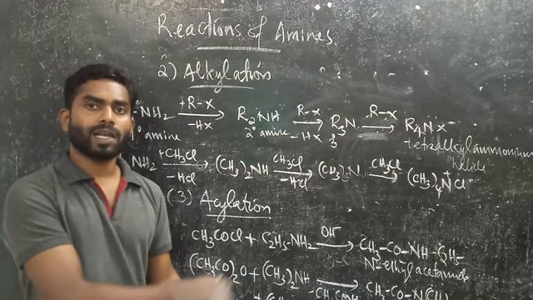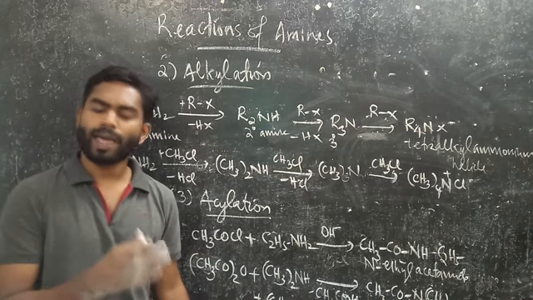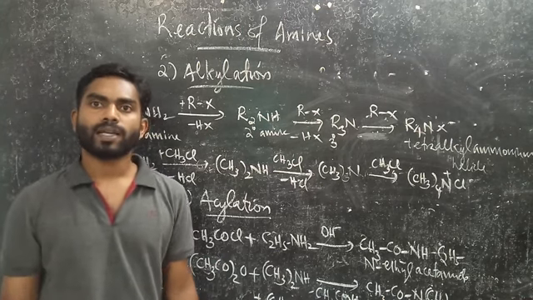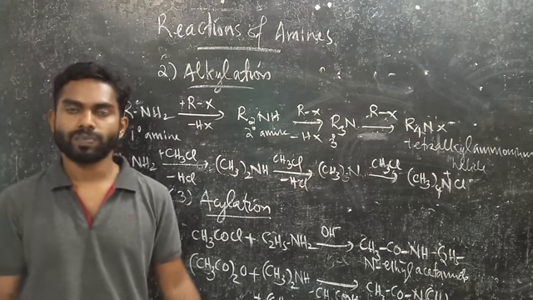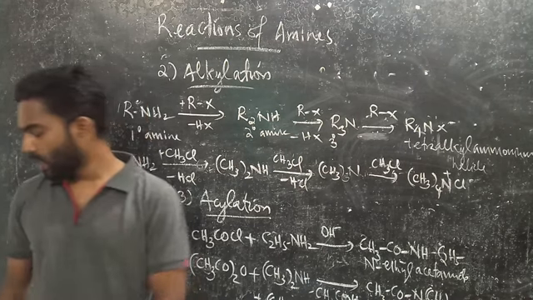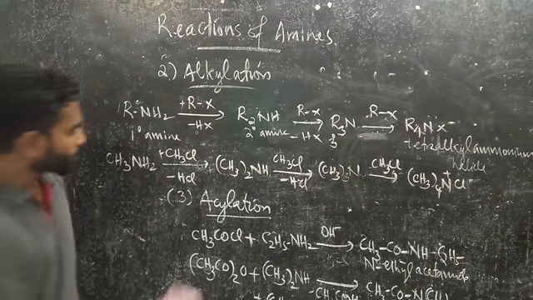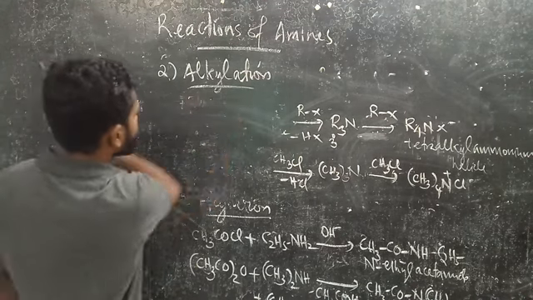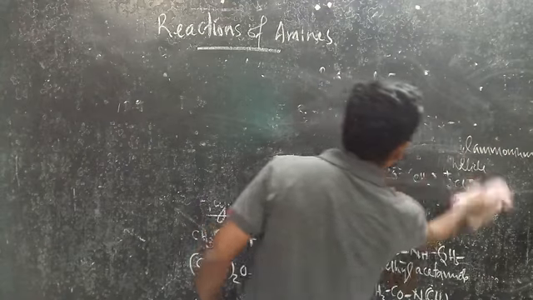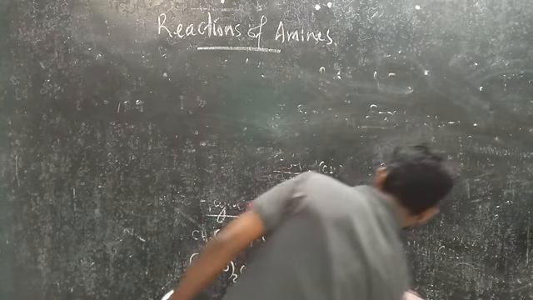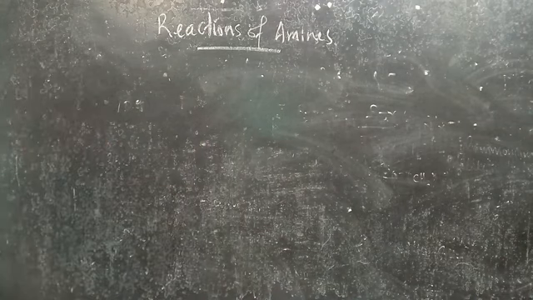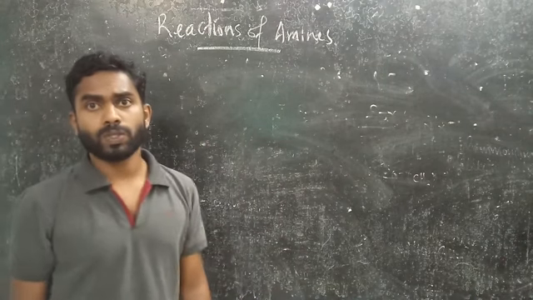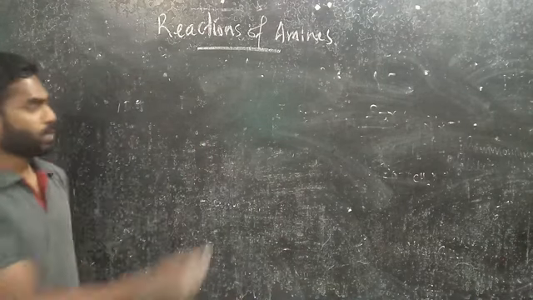Likewise, acetyl chloride reacts with aniline to give the corresponding acetamide, N-phenyl acetamide. This reaction is known as acylation. Next, we are going to discuss benzylation.